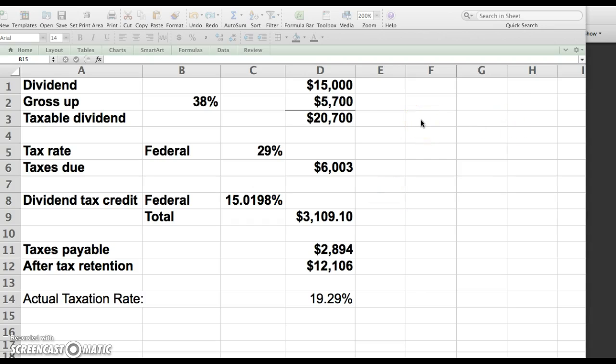So in this example, we can see that we grossed up our dividends by 38% and reported $20,700 of dividend income. We calculated 29% of taxes owing for an amount of $6,003, and we would have reported a dividend tax credit of $3,109, meaning that we would have had to pay taxes of $2,894. So on $15,000 of dividends, we would have actually retained $12,106. So the actual tax rate on those dividends for this individual was 19.29%.